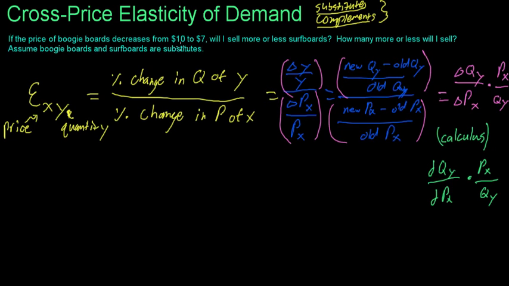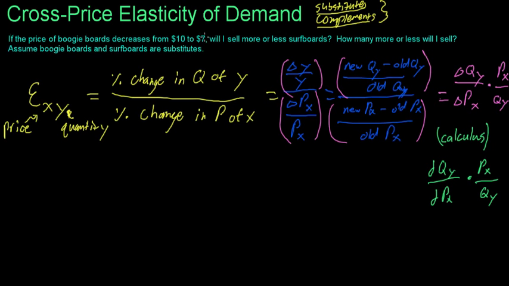So if the price of boogie boards decreases from $10 to $7, and I'm using boogie boards because that's what I used in the first set of videos when we were talking about substitutes and complements, will I sell more or less surfboards? And how many more or less will I sell? Then finally I said assume boogie boards and surfboards are substitutes, just to refresh your memory. So substitutes are when one good can replace another good.